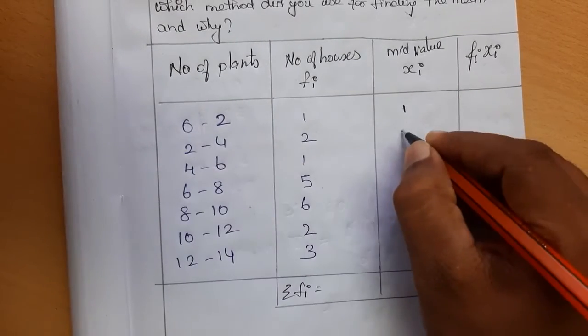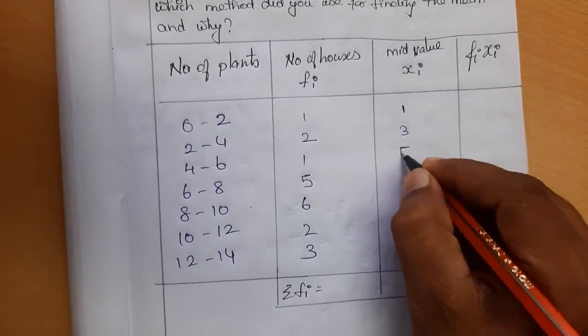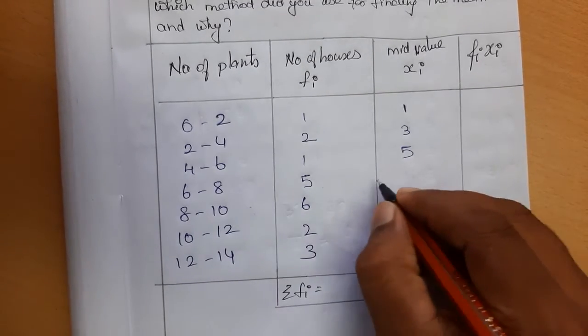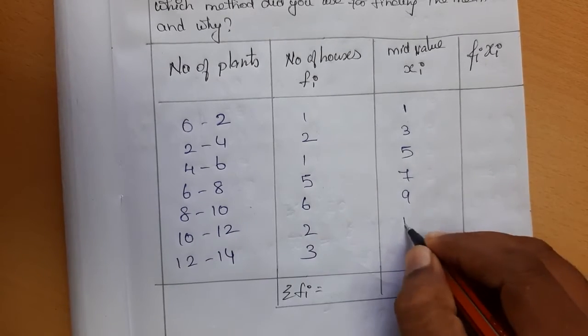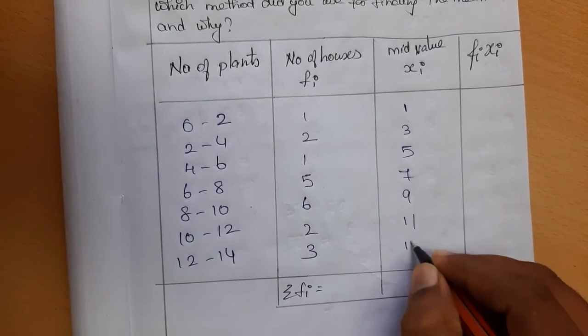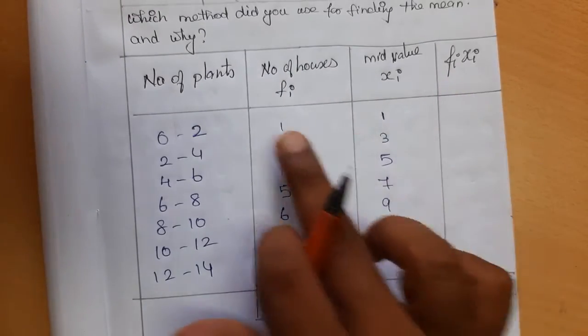The mid value of 2 and 4 is 3, and 4 and 6 is 5, 6 and 8 is 7, and 8 and 10 is 9, 10 and 12 is 11, 12 to 14, the mid value is 13. So next we have to multiply fi and xi. This we have to multiply.